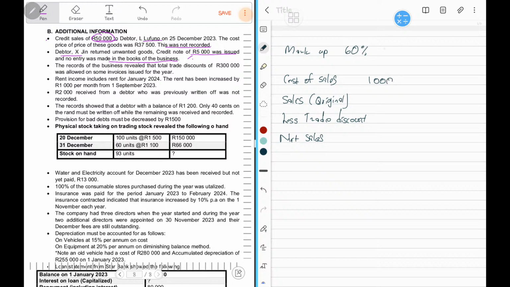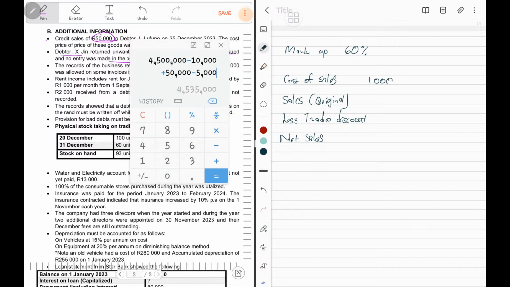then we want to find the sales. When we apply the markup, we're going to say 1,000, then we multiply by 100 plus what? Plus the markup. Remember the formula, so it will be 160, then we divide by 100, then that gives us how much? That gives us 1,600. So this is the original sales.